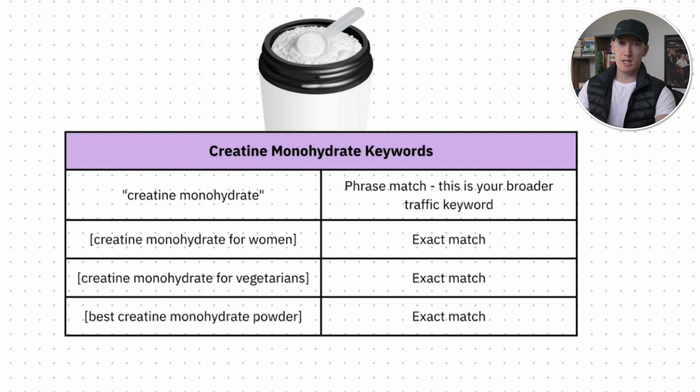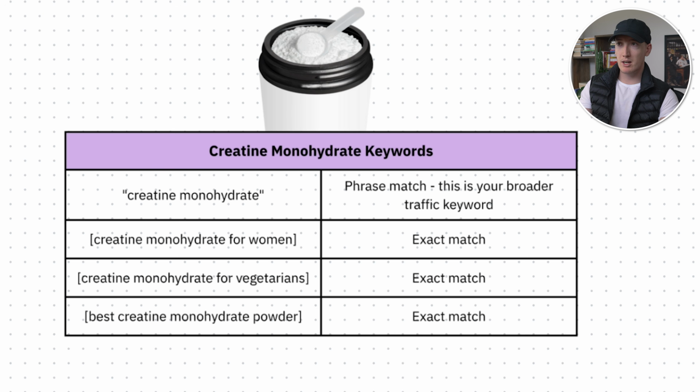Let's say we get the term creatine monohydrate. What we do is run this as a phrase match because this is your broader traffic keyword, and then you have these 3 that we'd obviously run as exact match because they have a higher level of intent and they're also very specific. Creatine for women, creatine for vegetarians, best creatine powder. So the exact match keywords are our high intent, high conversion keywords. The phrase match keywords are discovery keywords. Your ads will show for a wider range of queries. It'll also help us find new exact match keywords to add later.